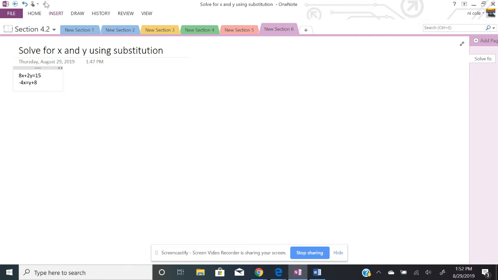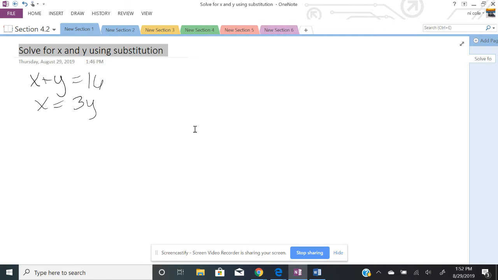All right. Welcome to section 4.2. We are going to solve for two equations, two unknowns now, using what we call the substitution method. And you will learn a third way in the next section called the addition-elimination method.